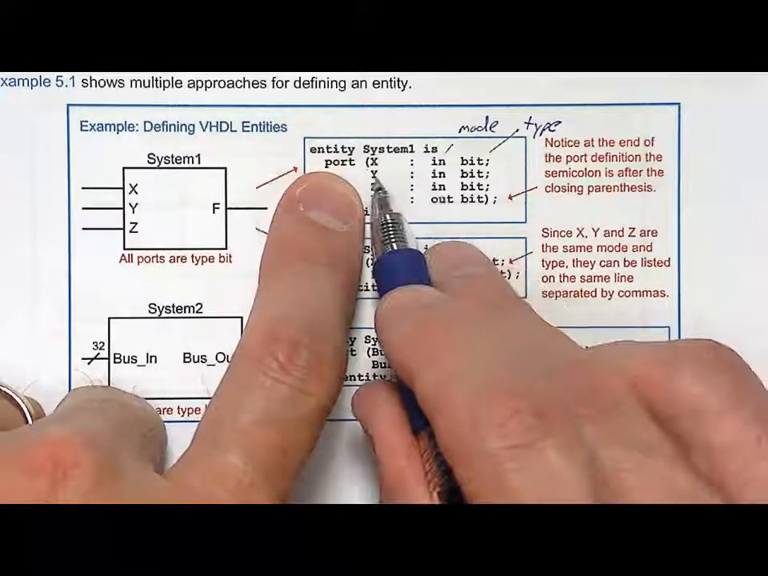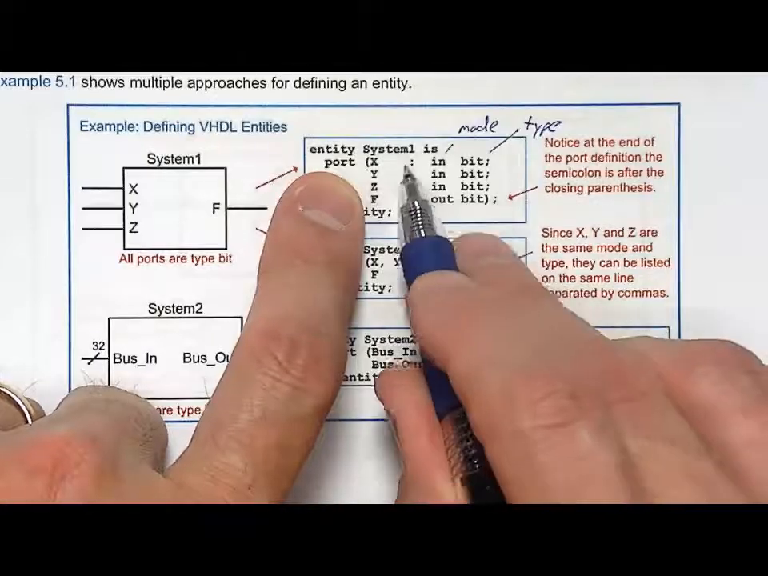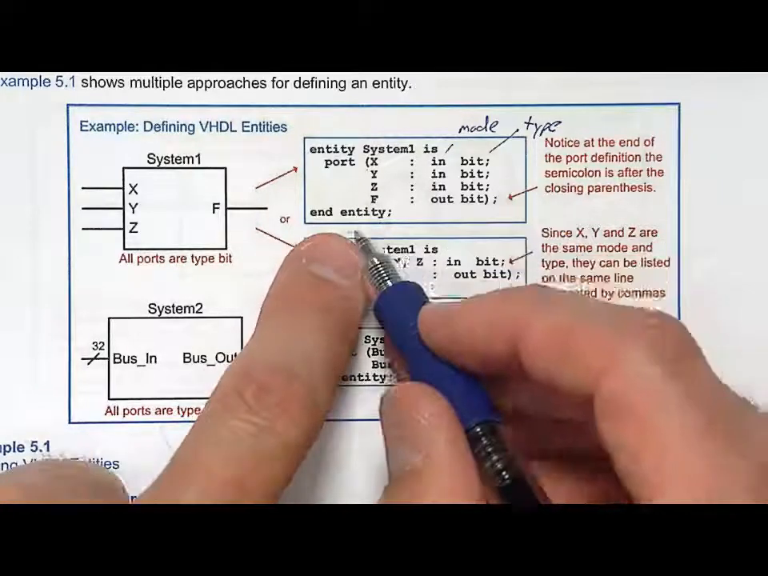So then we'd have Y is in bit, Z is in bit, F is out bit, and there's a colon in between the signal name and the mode and the type. Then you do keyword end entity.